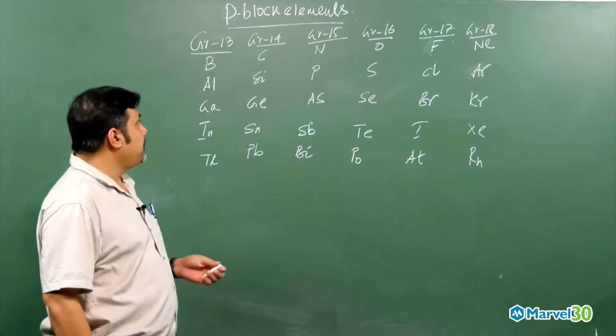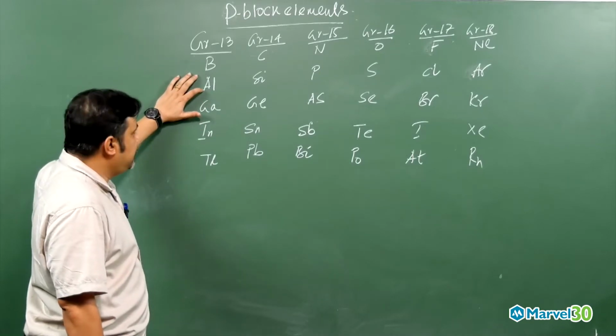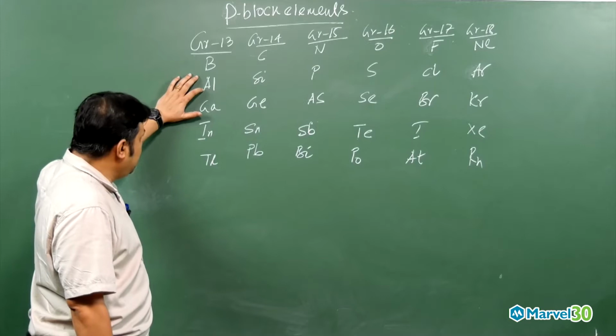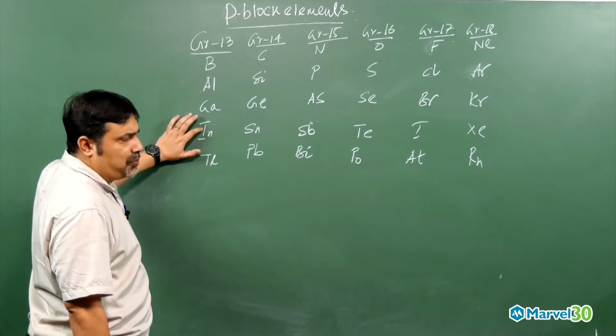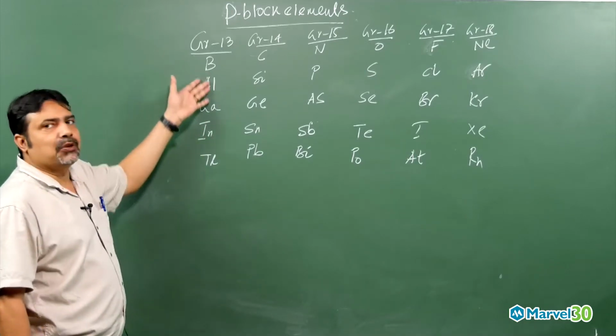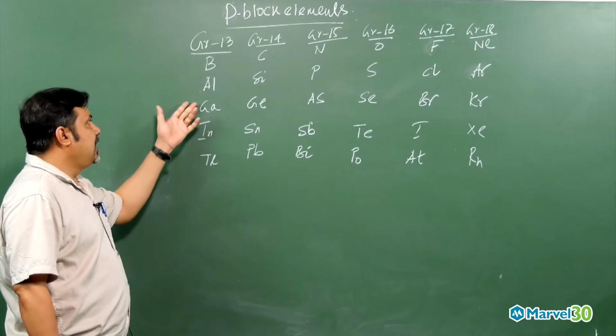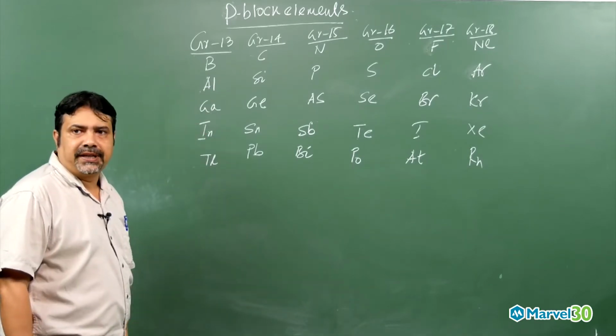Moreover, there is a pattern in the differences. If you look at boron to aluminum, the atomic number difference is 8, and aluminum to gallium, the difference is 18. Gallium to indium is an 18 atomic number difference, and indium to thallium is 32. So that way you can remember the atomic numbers also: 8, 18, 18, 32. This difference will be there like that.